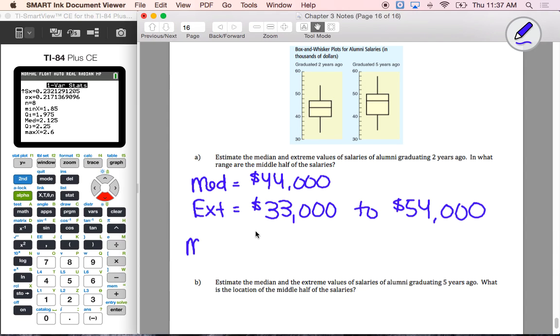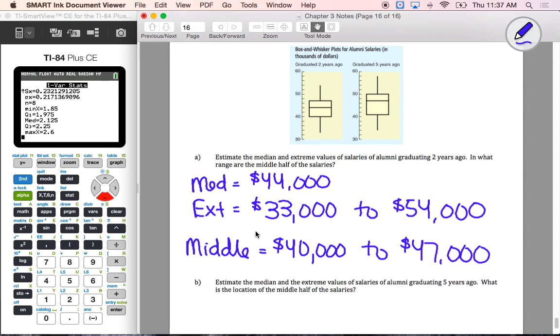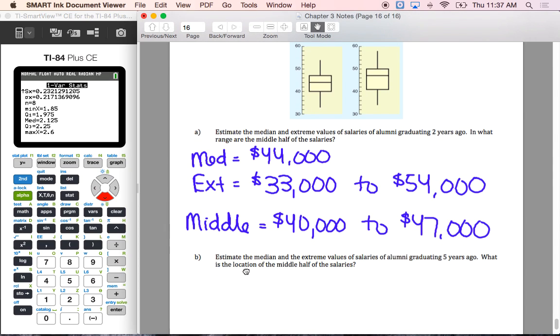Now for the middle, they want to know what are the numbers that make up your box. So the lowest number for your box is 40,000. The highest number for your box looks to be about 47,000. So I want you to pause and try part B. You're doing the same thing, but look at part B and see if you can read your median, your extremes, and your middle.